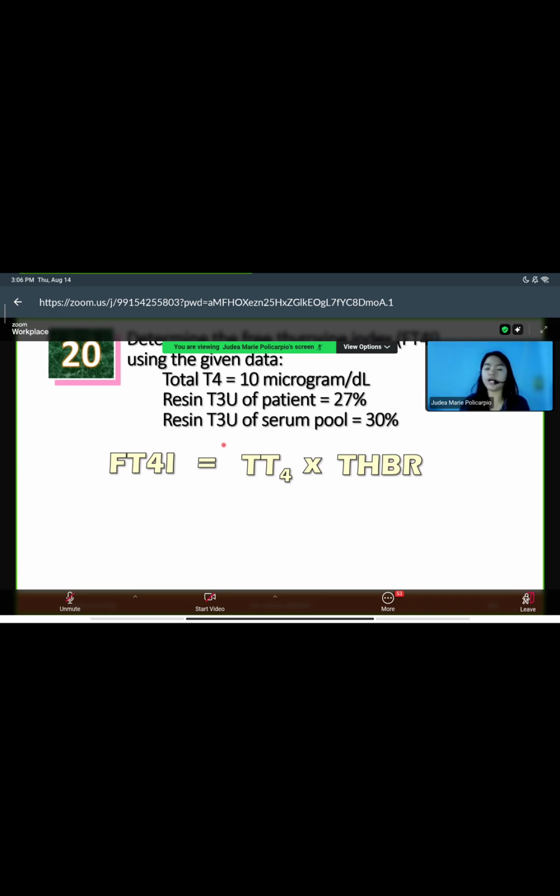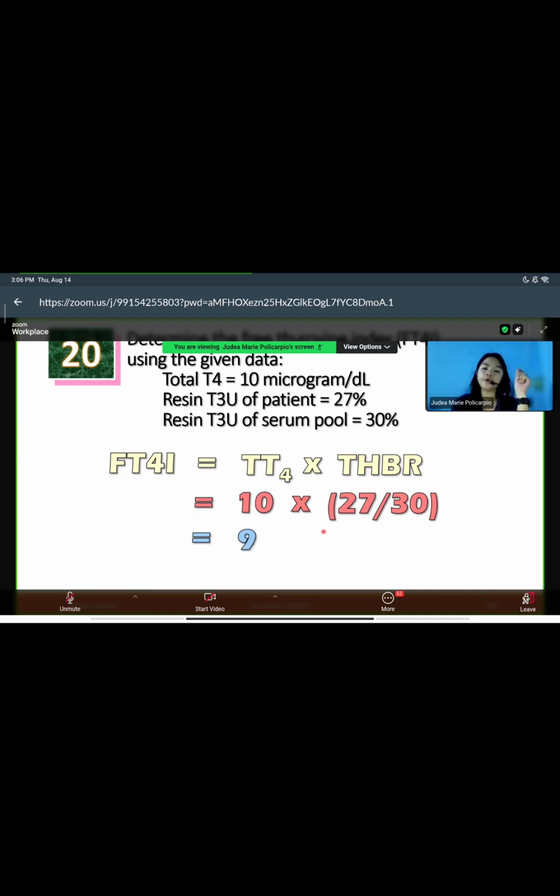Okay, so therefore, in this case, substitute natin. Total T4, anong value ng total T4 natin? The total T4 is 10. Mumultiply lang daw natin with the THBR, ratio ng T3 uptake ni pasyente, which is 27, with the T3 uptake of the serum pool or what we would call the control. So ito na ngayon yung working equation natin. So we have 10 times 27, that would give us 270, divided by 30, that would give us 9.